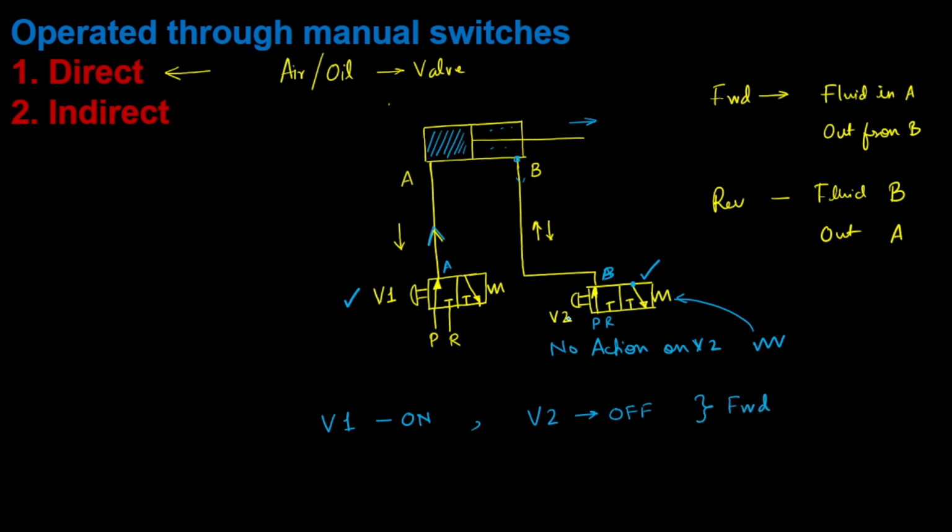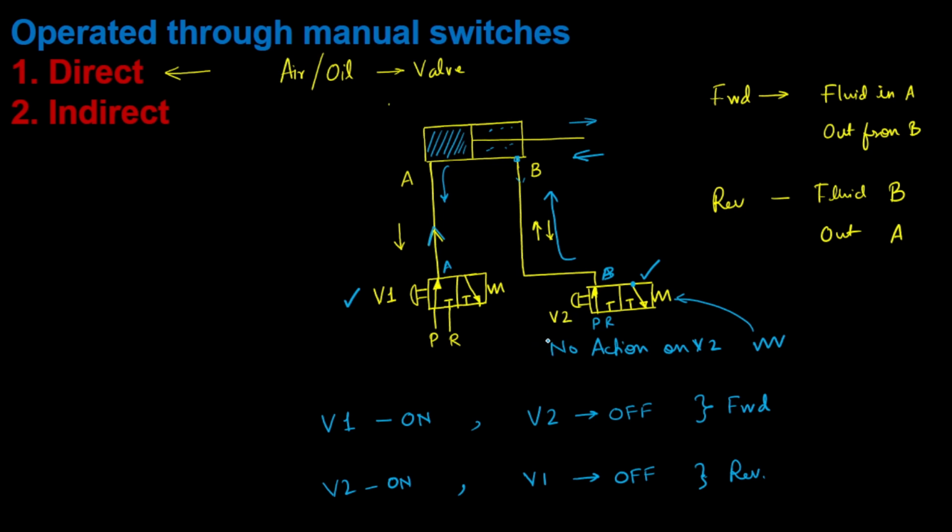And similarly when we operate V2, V2 is on means it is operated, and V1 is not operated means it is taken care of by the spring. So in that condition, what will happen? This is on, so the fluid will enter through this one into this chamber and then it will come out from this side. So in that way it will make a reverse motion. Okay, so it's a reverse direction. So that is how a simple direct circuit is created.